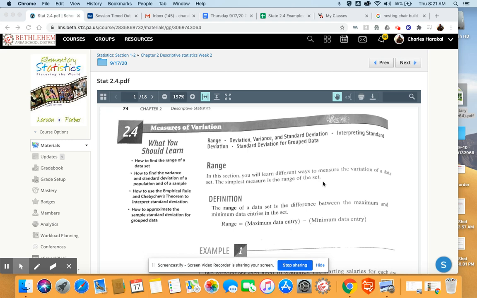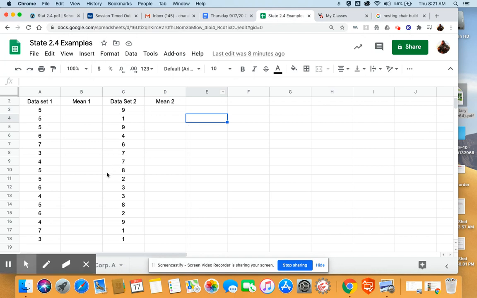All right, good morning. We're going to start section 2.4 today. Section 2.4 is titled Measures of Variation. And before we do that, I'm going to look at a little example that I created. I have two data sets here, data set 1 and data set 2.